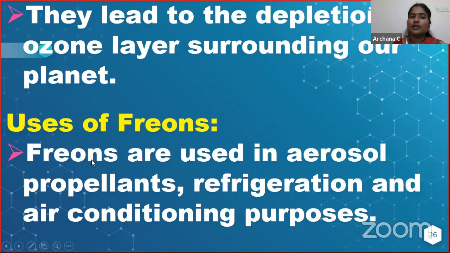Let us see the uses of freons, where we are using them. Freons are used in aerosol propellants, refrigeration and air conditioning. We mainly use them in refrigerators and for air conditioning. So we have to reduce the usage of ACs and refrigerators. We have to come back to the olden days, use pots for cold water and use coolers. In that way, to some extent, not completely, we can reduce the depletion of the ozone layer. So this is about the freons.